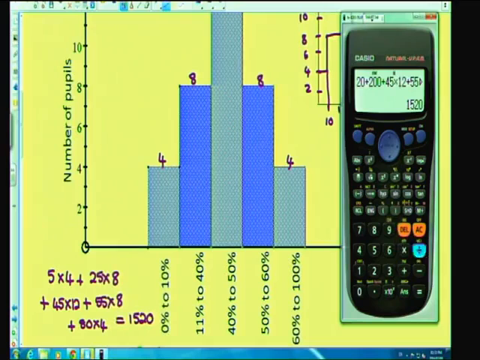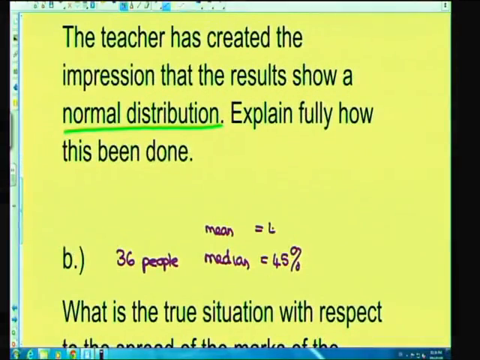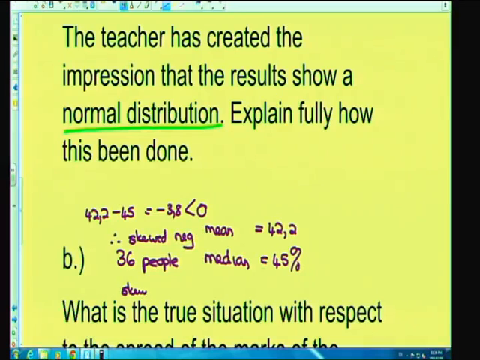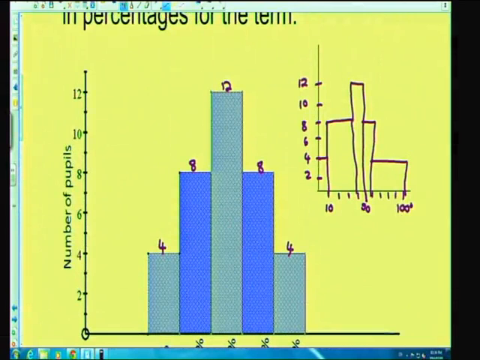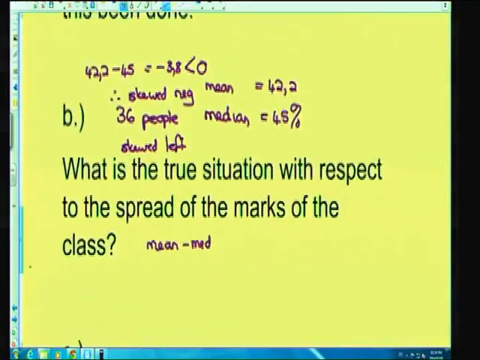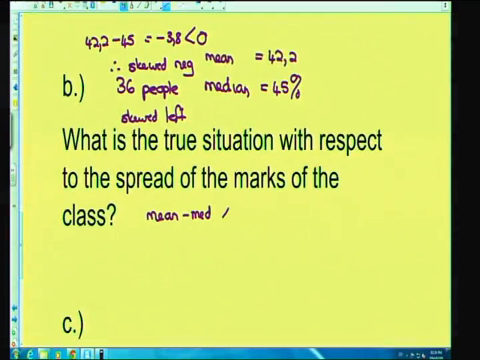And of course we know that there are 36 people, so we divide by 36, and we get the answer 42.2. So our estimated mean is 42.2. So if we're using mean minus median, it's 42.2 minus 45, which is going to give me a negative answer of 3.8, I think. It's smaller than 0, and therefore it's skewed negatively, or if you like, skewed to the left. Remember I talked to you about how, if we look at the actual graph, most of the data would lie that side. Yes, it does, and so that makes perfect sense. So the true situation: mean minus median is less than 0, therefore skewed negatively.